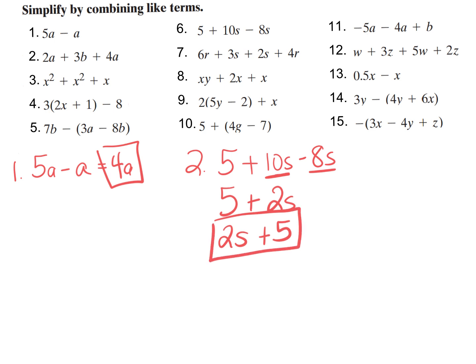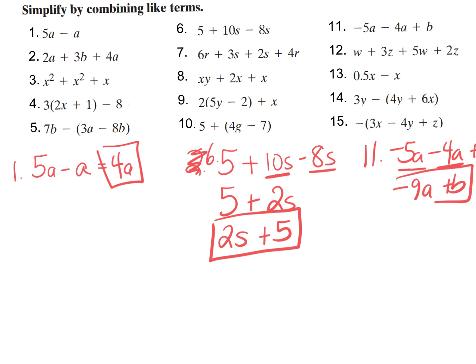For my next one, that was number 6, wasn't it? Oopsie. I'll go right on to number 11. Negative 5a minus 4a plus b. These are my like terms. That's negative 9a plus b. That's the correct answer. Number 2, 2a plus 3b plus 4a.